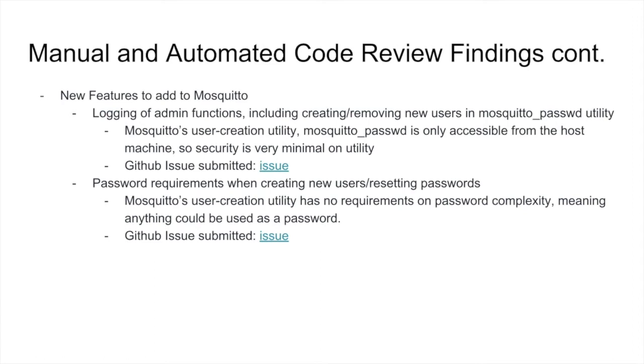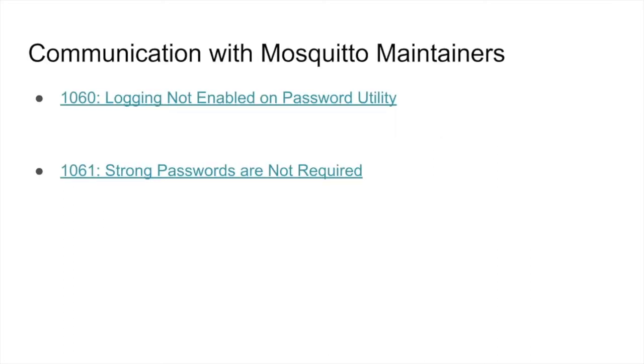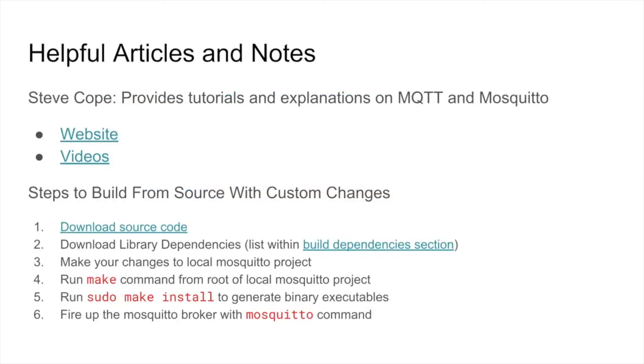And we thought that the requirements should be set on the password complexity. The issue that we submitted also was brought down mainly because of the same issue as the logging of admin functions. Usernames and passwords can still be created outside of this utility, so by setting this sort of requirement, it could be worked around in a malicious attempt, and so our issue was flagged as not needed. And here is a listing of the communication between the Mosquitto maintainers. There's both of them for logging not enabled on password utility and strong passwords not required. And that concludes the automated and manual review.